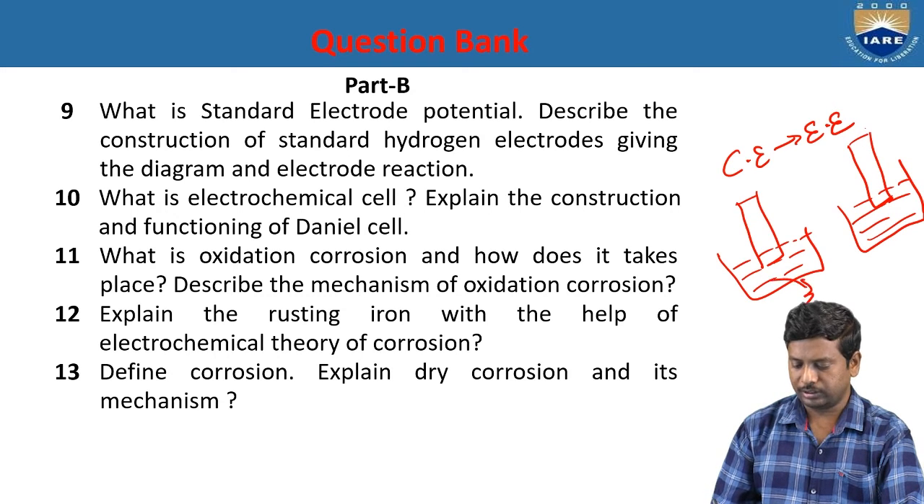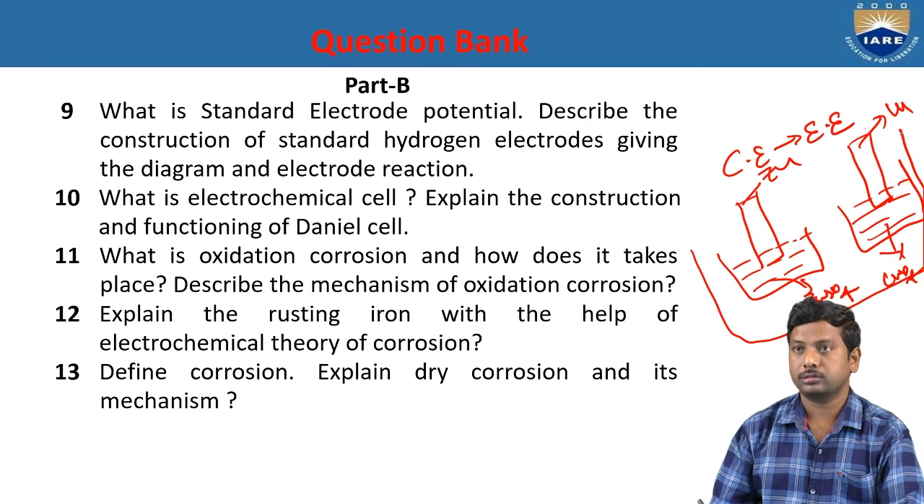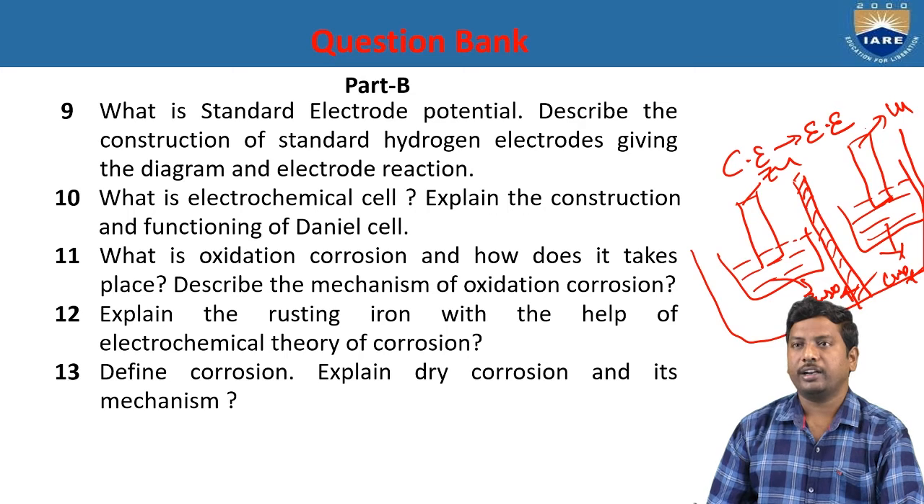So this is zinc sulfate solution. This is zinc rod, and this is copper rod, and this is copper sulfate solution. And totally this equipment, and both are separated by a semi-permeable membrane. Okay, and whenever the electrochemical reactions take place, the function of the Daniel cell is that chemical energy converts to electrical energy.